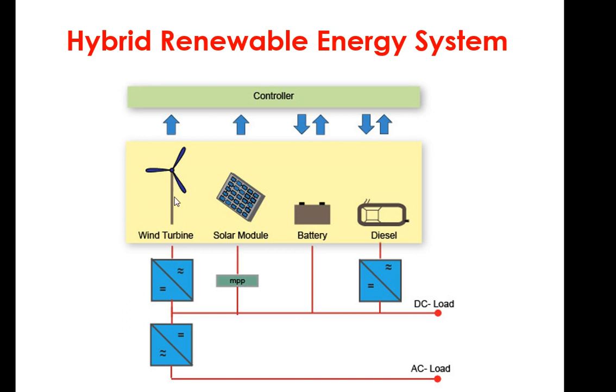So if you talk about the wind turbine, we are converting the AC power generated from the wind generator into DC. Then we have the DC load. Then at constant DC, we are converting this into AC, and we are feeding the AC load. Similarly, that can be there for the battery and the diesel.